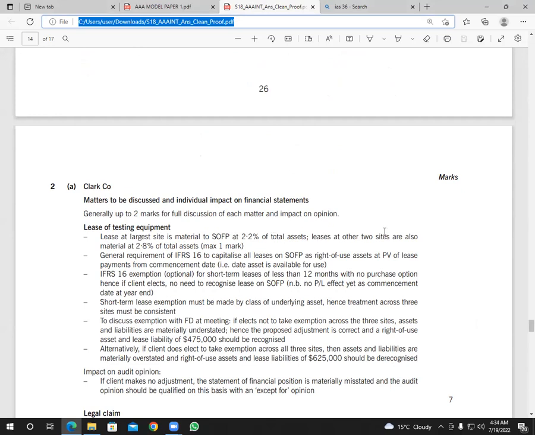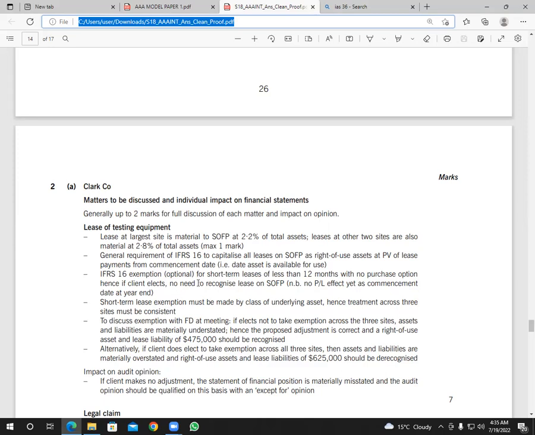Leases at other 2 sites are also material at 2.8%. We got 2.8%. I hope you're able to remember that figure, right? So 1 mark is given for computing those materiality figures correctly. General requirements of IFRS 16 to capitalize all leases on statement of financial position as right of use asset at present value of lease payments from commencement date, i.e. date asset is available for use.